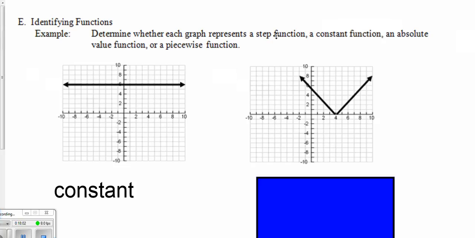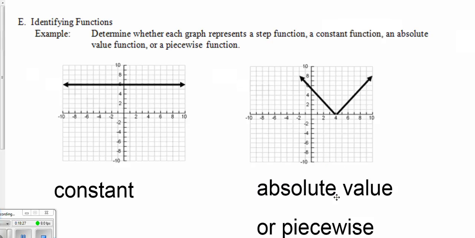Remember, a step function will actually look like steps. The identity function, which I guess they didn't give us an option here, was that y equals x, goes diagonally perfect through there. Absolute value functions will make a V, and piecewise functions means we're actually using two lines or two different tables. So technically, this example could be either, absolute value or piecewise.